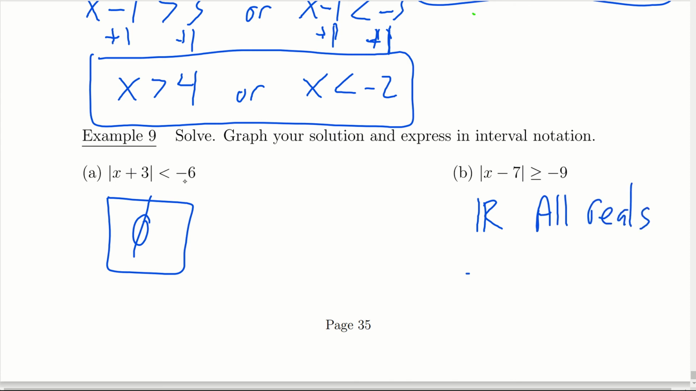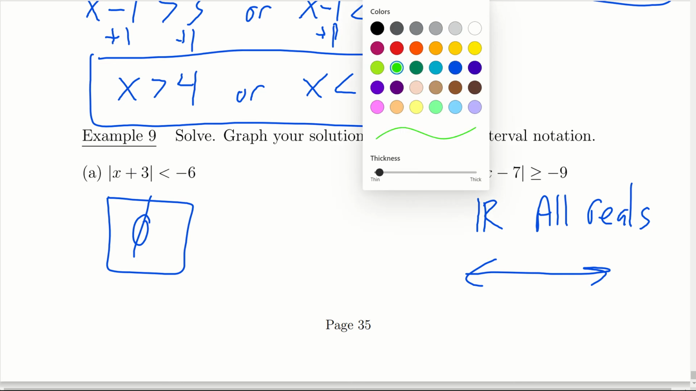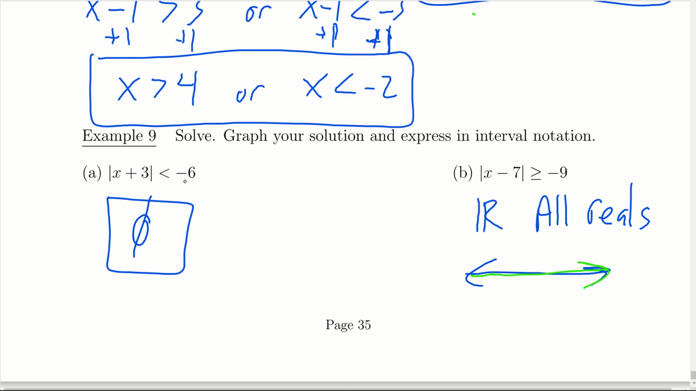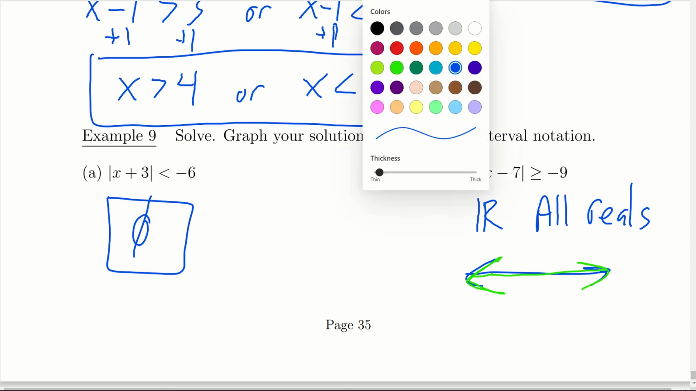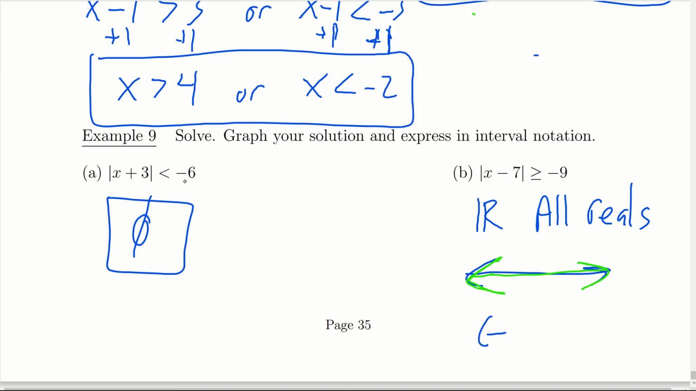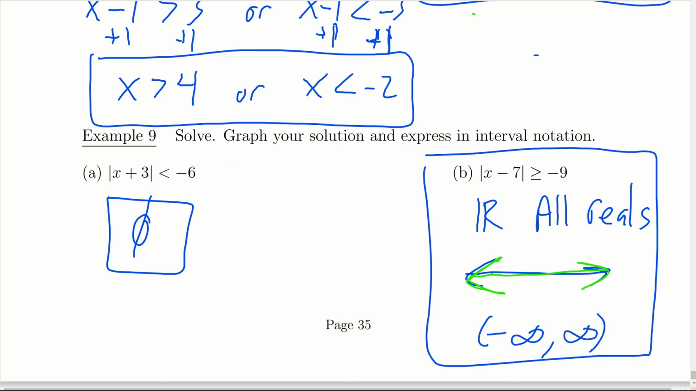But this is something we can actually graph because we do have a solution set. Simply put, we're going to get the entire real line. So every real number in this case is going to work. And the way that we write the real numbers in interval notation is it's everything to the left and then everything to the right, which is from -infinity to +infinity.